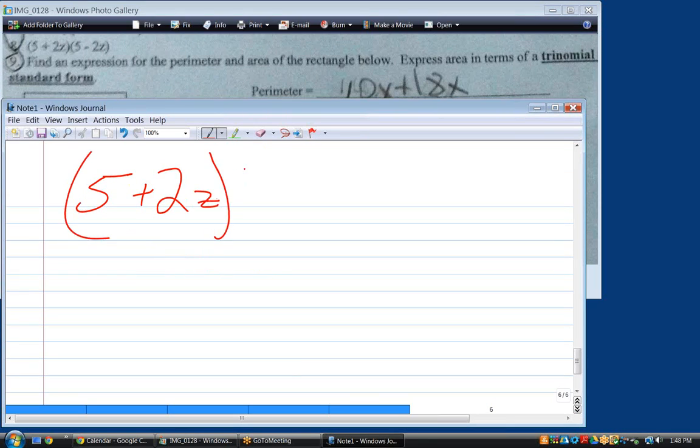Now, this is a special kind of binomial times binomial. Notice the only difference between these two terms is this is plus and this is minus. Let's go ahead and multiply this out, and I'll show you what I mean, but it's worth knowing that whenever you have this situation, you lose both middle terms. And I'll show you why. Let's go ahead and do it.